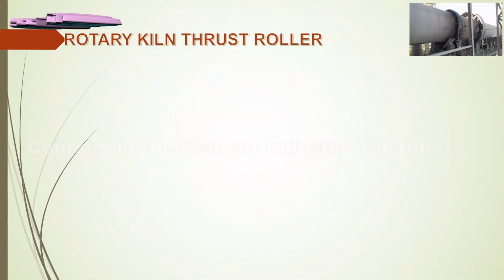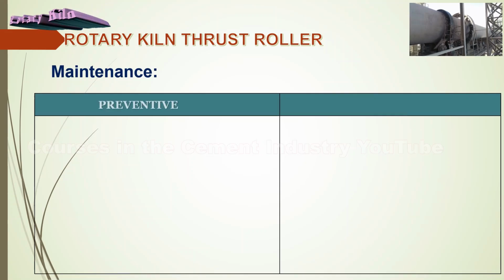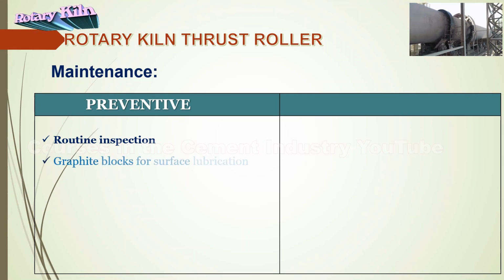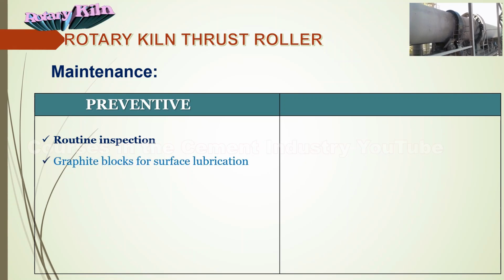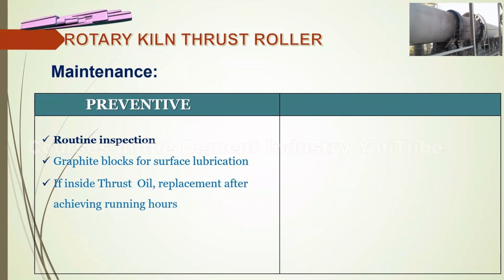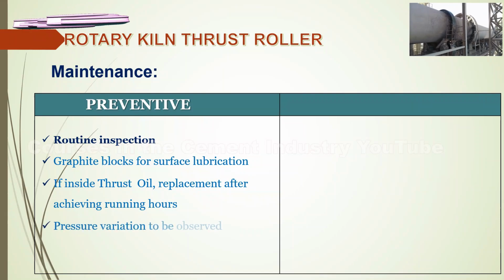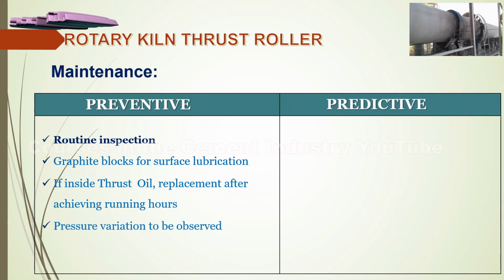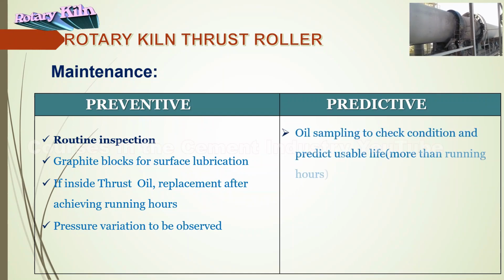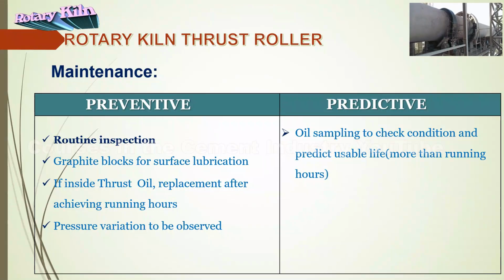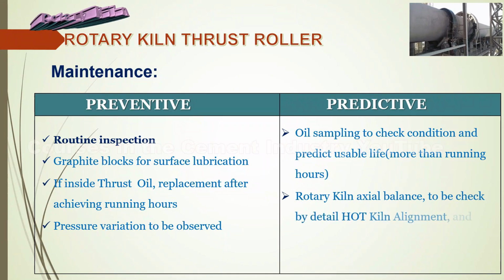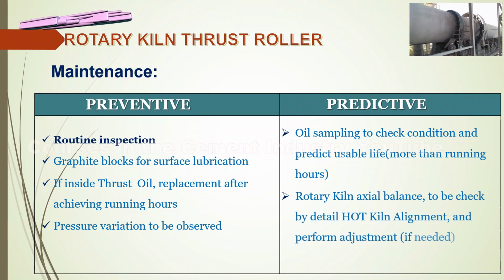Maintenance, preventive, routine inspection. 1. Graphite blocks for surface lubrication. 2. If inside thrust oil, replacement after achieving running hours. Pressure variation to be observed. Predictive. 1. Oil sampling to check condition and predict usable life, more than running hours. 2. Rotary kiln axial balance to be checked by detailed hot kiln alignment, and perform adjustment if needed.